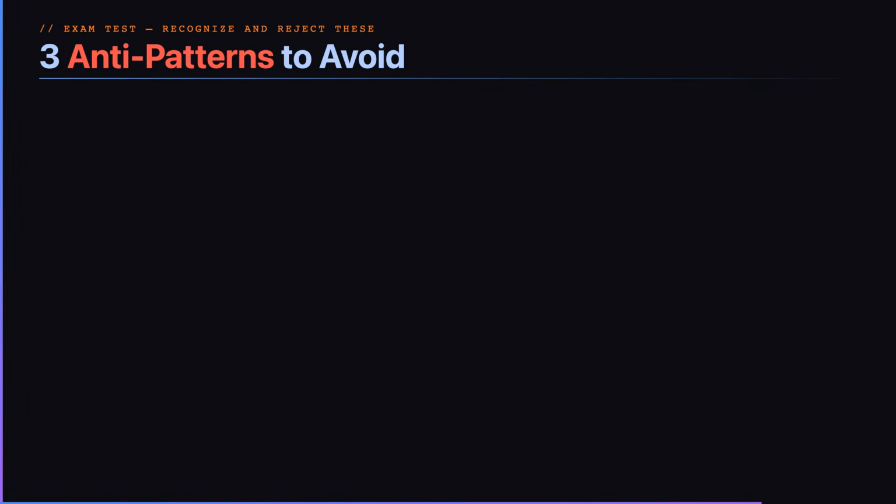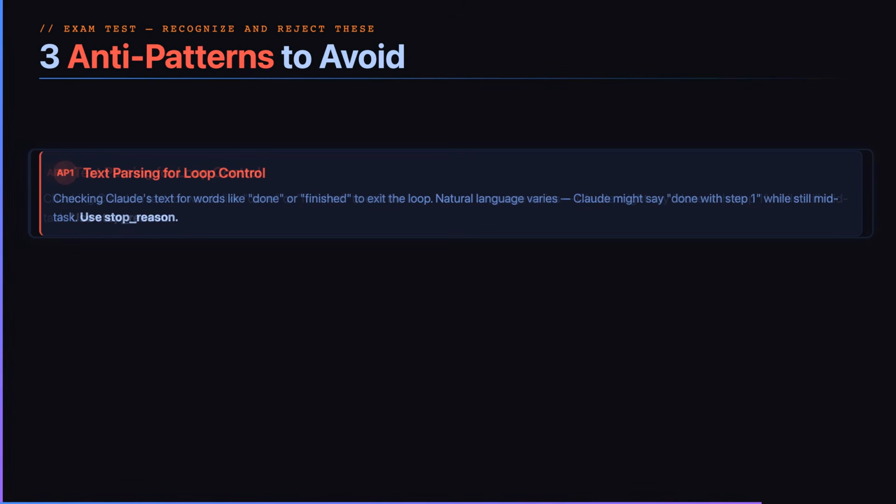The exam actively tests whether you can recognize these 3 anti-patterns and explain what's wrong with each one. Anti-pattern 1. Text parsing for loop control. This is when your code checks Claude's output text for words like done or finished to decide if the task is complete. The problem: Claude uses natural language, which changes. Claude might say it's done with step 1 while still having 3 steps left. Stop_reason is always there, always accurate, never ambiguous.